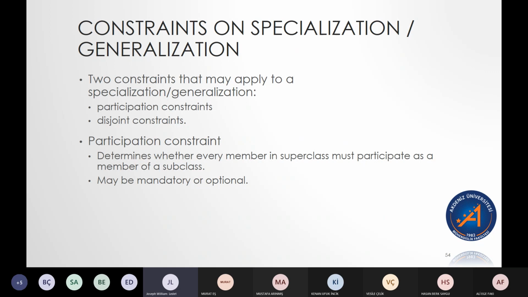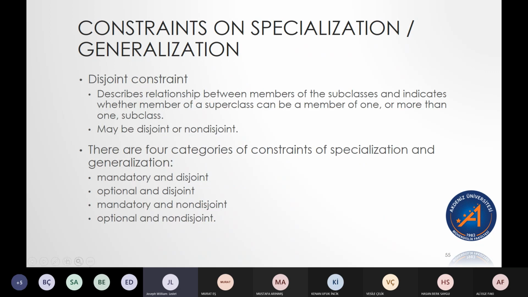So we talked about the participation and disjoint. The four different options here: mandatory and disjoint, optional and non-disjoint. Those are just terms that are based on the mandatory and optional and an or, right? Okay. Yeah. So disjoint would mean or, because they'd have to be one or the other. Non-disjoint, meaning they can be more than one, would be the and.